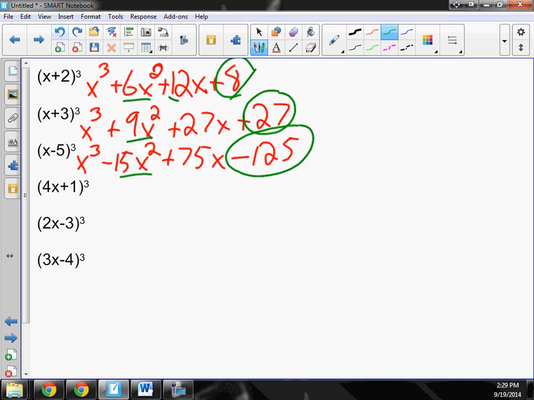Okay, so if I divide each of these by 3, what do you get? The square of the last term. 12 divided by 3 is 4, which is 2 squared. 27 divided by 3 is 9, which is 3 squared.